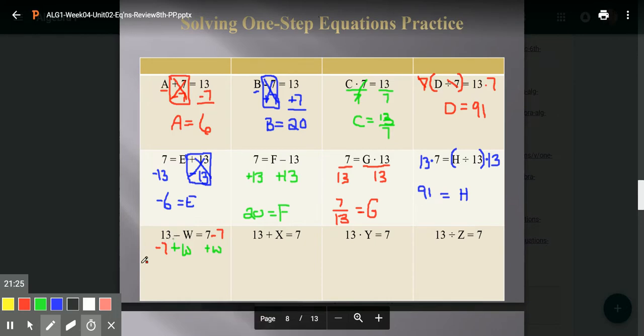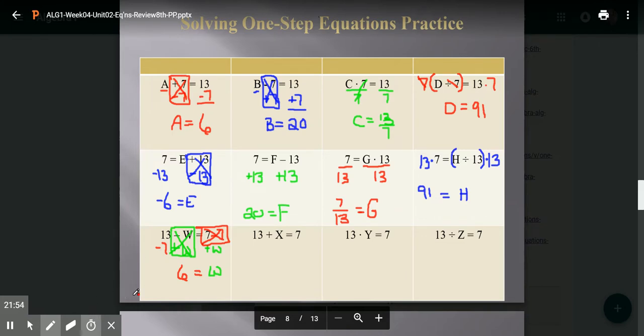So if we add w right here, okay, w minus w, that cancels out to 0. So on the right side, we're left with w. And 7 minus 7, that cancels out to 0. So it's just the w on the right side. And then this equals 13 minus 7, which is 6.